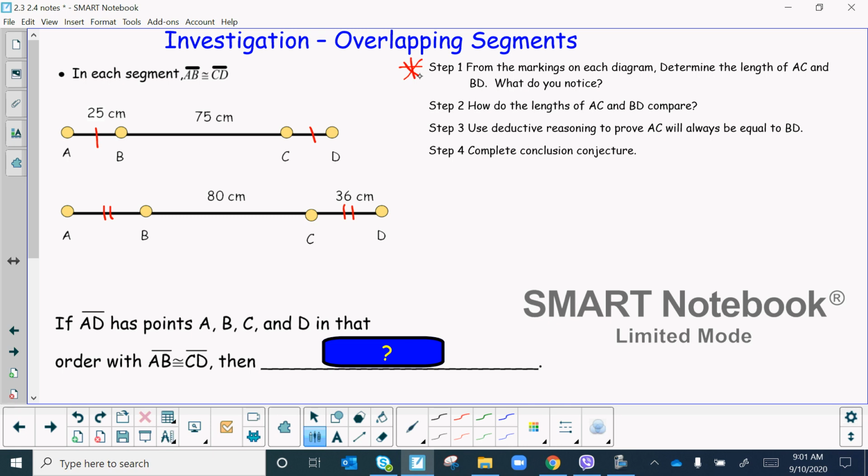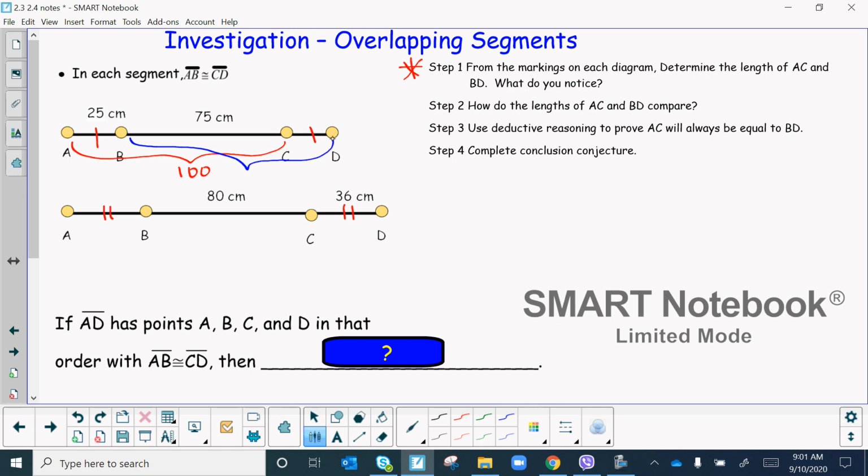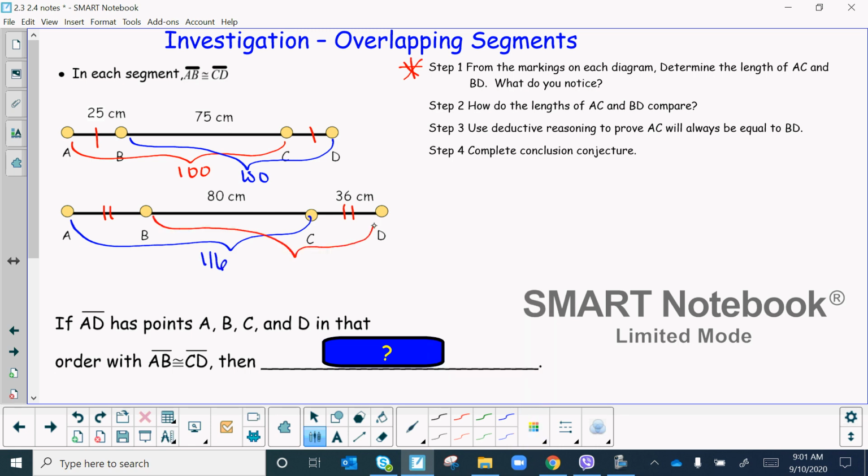What do you notice? AC and BD. So here's AC. In this case over here, it's 100. And then I need BD. BD goes from there to there. Well, those are congruent, 75 to 100. Same thing over here, right? So this one is 36. 36 plus 80 is 116. And then BD, 116. Okay, so these came out to be the same.